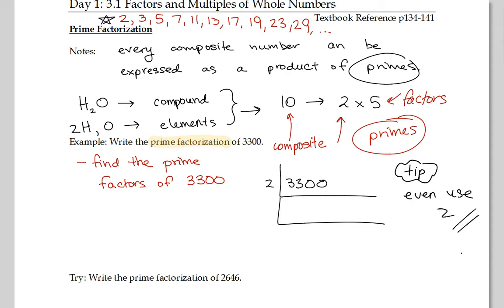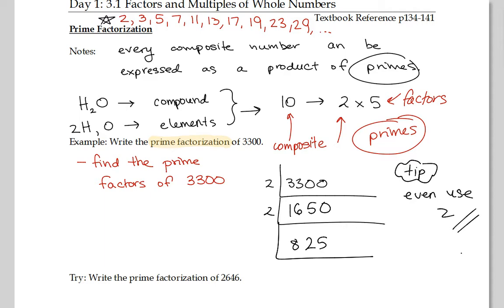Okay, divide 3300 by 2. I need a calculator. I suck at this. Yeah, I'll just use my calculator. 3300 divided by 2. I got 1650. Still even? It's still even? Use 2 again. 825. No longer even. So now I need to go to the next number on the list.